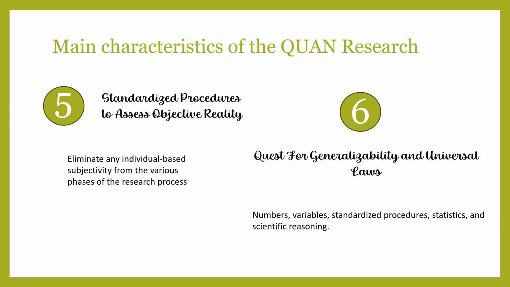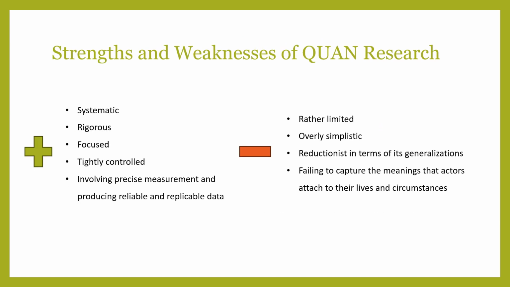And last but not least, quest for generalizability and universal laws. Numbers, variables, standardized procedures, statistics, and scientific reasoning are all part of the ultimate quantitative quest for facts that are generalizable beyond the particular and add up to wide-ranging, ideally universal laws. Now the strengths and weaknesses of the quantitative research.